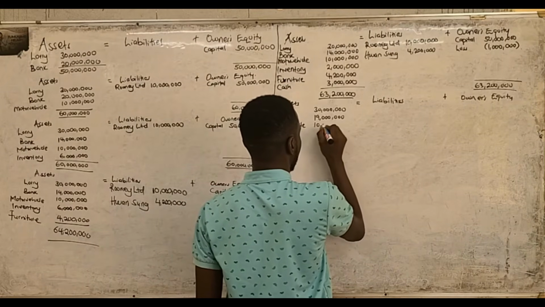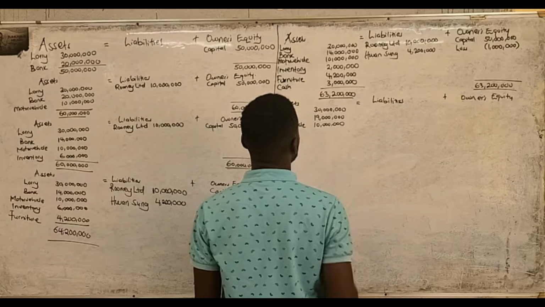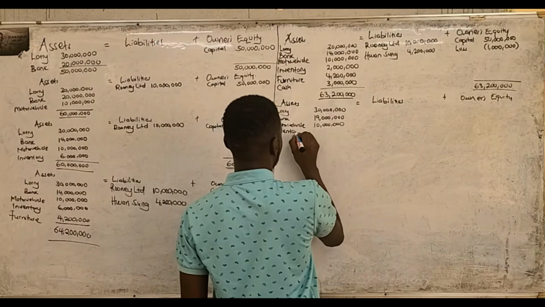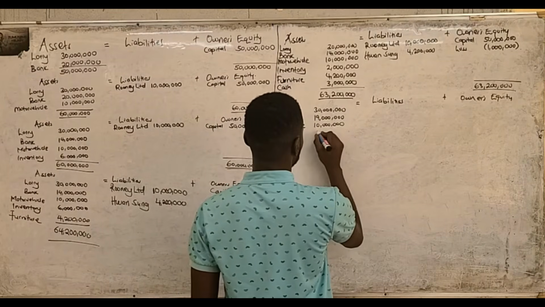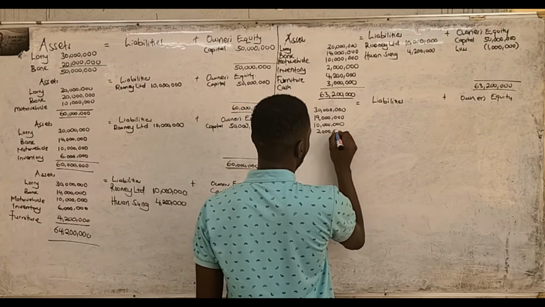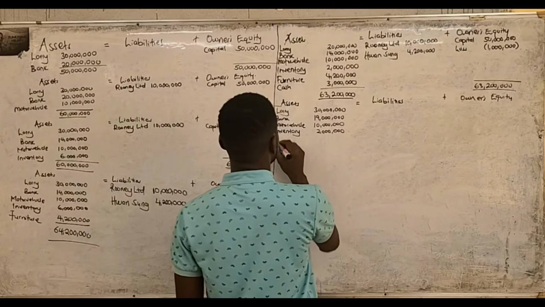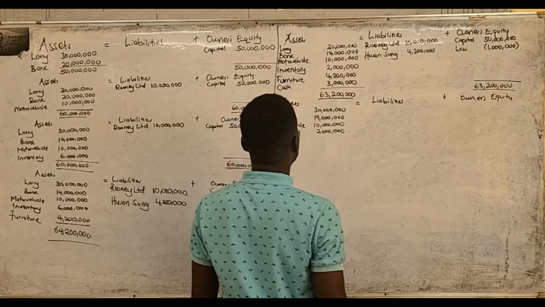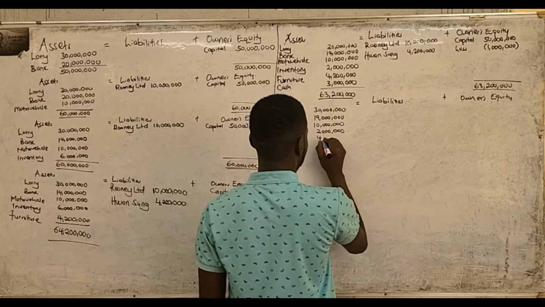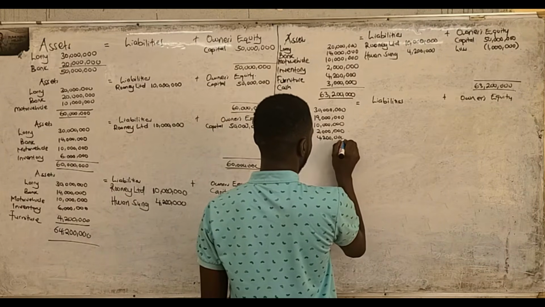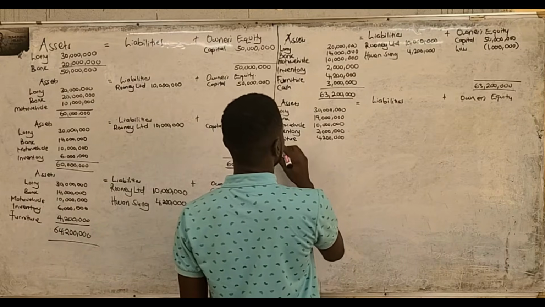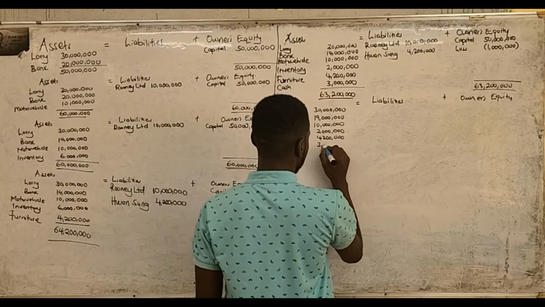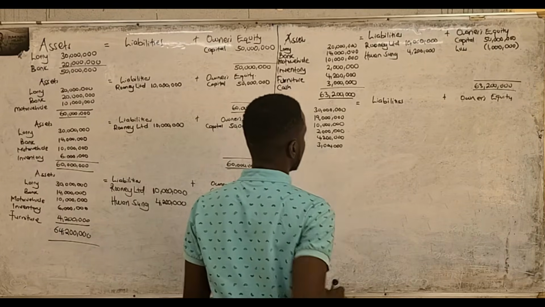which is 10 millions. Then we shall have our inventory, and our inventory is 2 millions. Then we shall have our furniture, and our furniture is 4,200,000. And then our cash will come in, and our cash is 3 millions.